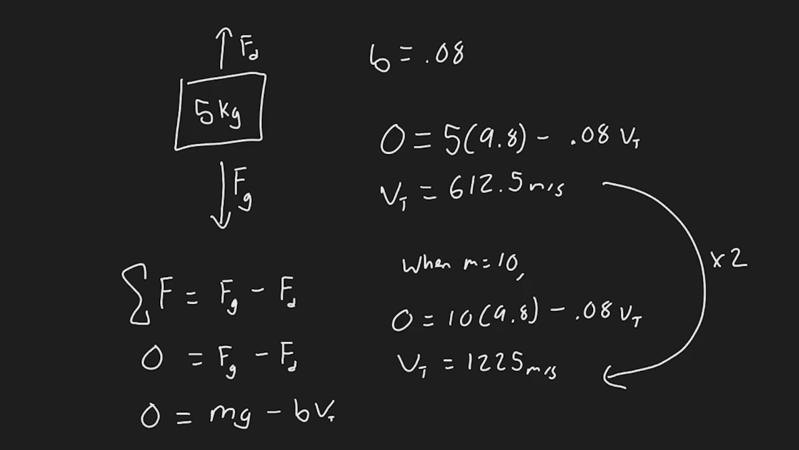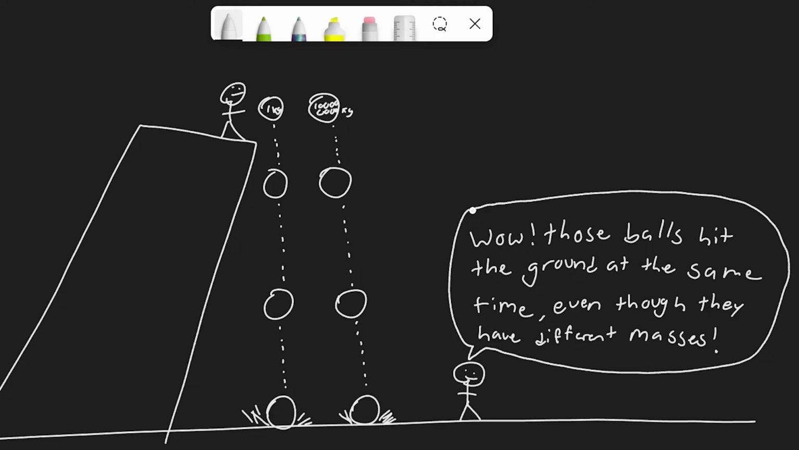Whoa. If these objects are exactly the same, besides from their masses, how did Galileo's experiment with his balls show that objects accelerate at the same speed when falling? Well, because the fall probably wasn't big enough for the objects to get anywhere near their terminal velocities. But that's just what I think, and maybe I'm wrong.